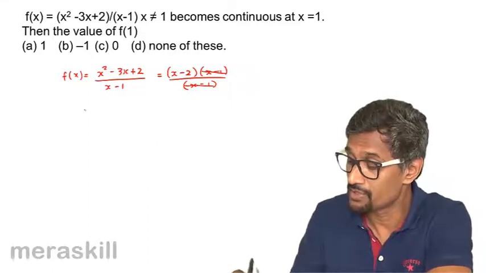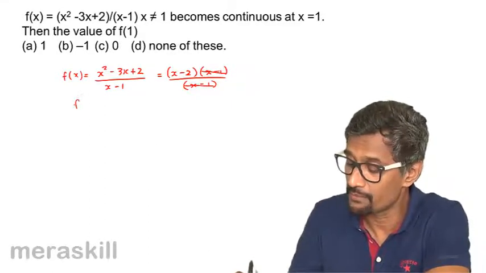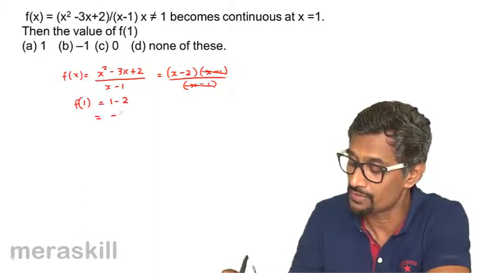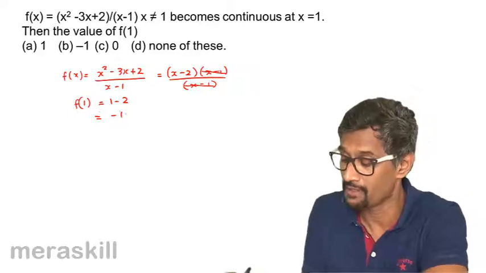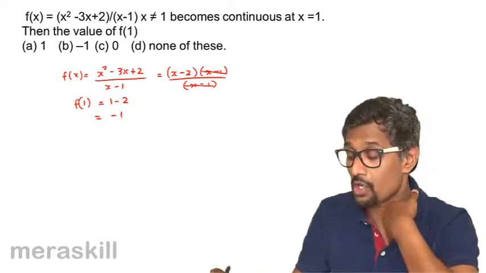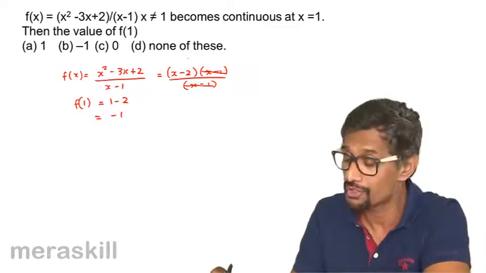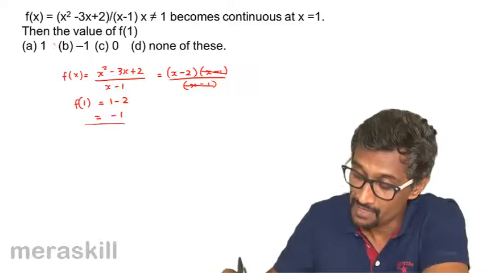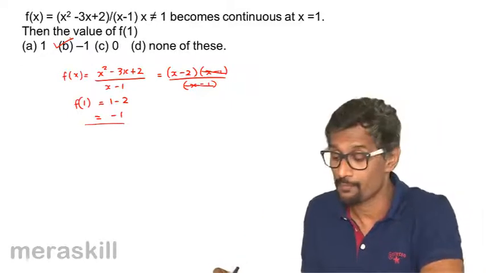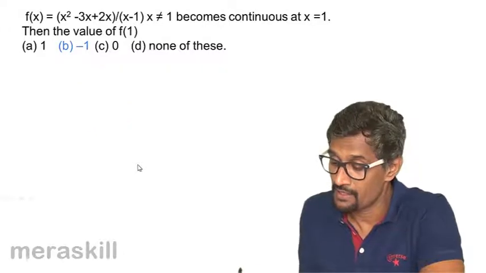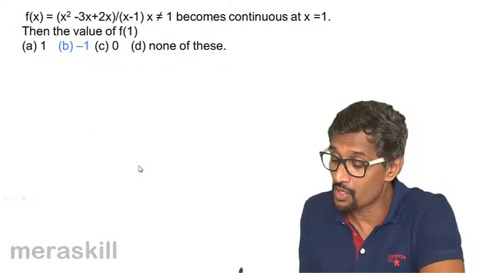That means the function is continuous at x is equal to 1 means f of 1 will exist. So in that case it is going to be 1 minus 2, which is minus 1. So f of 1 is going to be 1 minus 2, which is minus 1, because the function is continuous at x is equal to 1, and hence the value of f of 1 would be minus 1. Alright. We have it tallying with whatever we got.